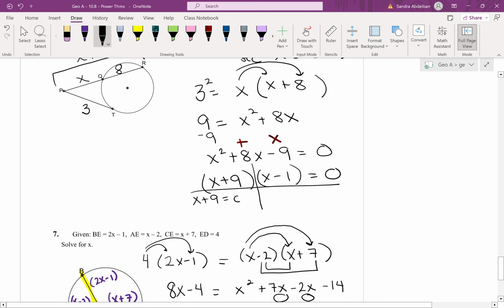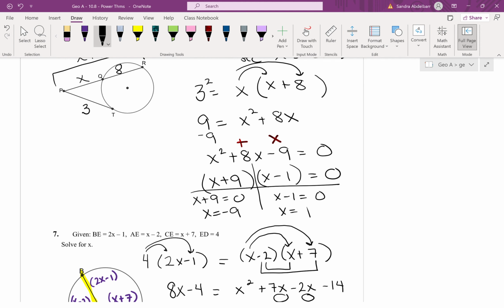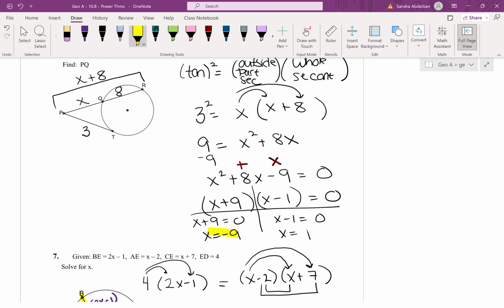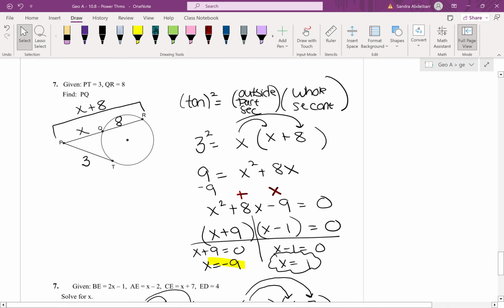Are my answers 9 and negative 1? No. Now we need to set them equal to 0. So we're going to have x plus 9 equals 0, x minus 1 equals 0, x equals negative 9, x equals 1. Why am I right away rejecting that negative 9? Because you can't have a negative segment length. And doesn't x represent segment length? So right away, I know I can reject that negative 9. So my only answer is x equals 1.